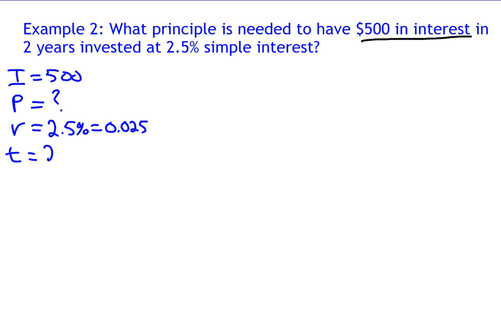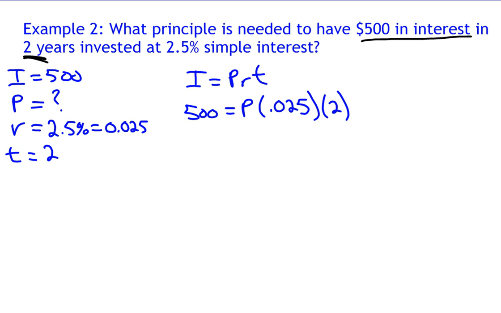Time has to be measured in years. So that 2 years can just come down here. No partial year here at all. Now we can go ahead and do the calculation. We know that the interest equals the principal times the rate times the time. Plug in all the values that we know. 500 equals P times 0.025 times the time.